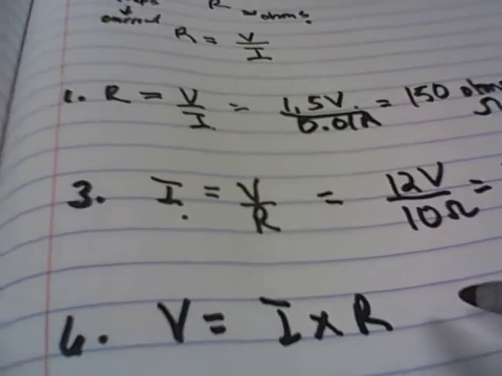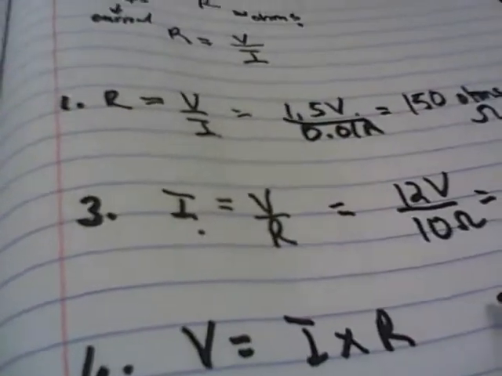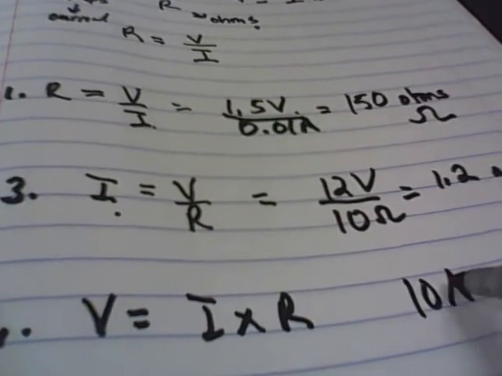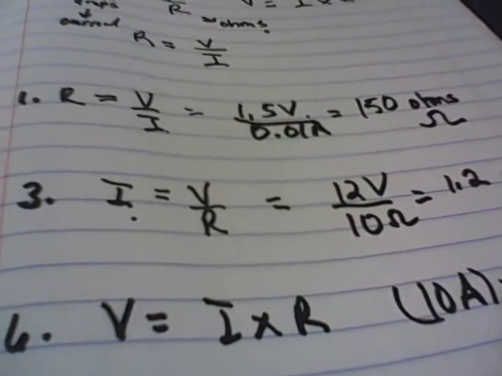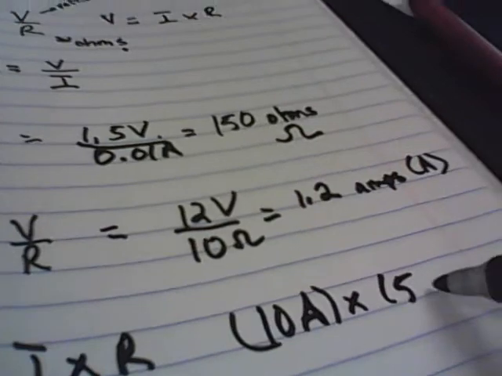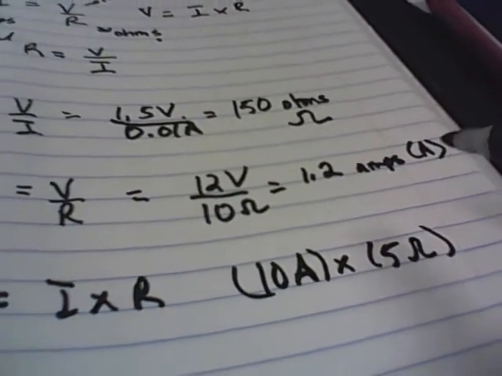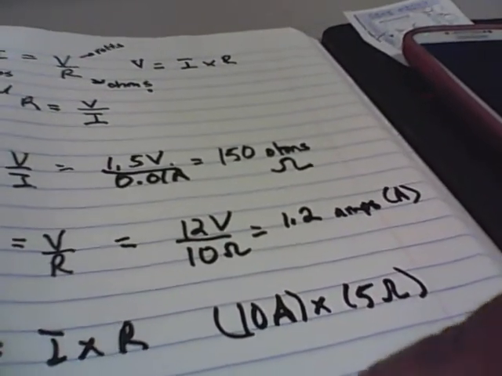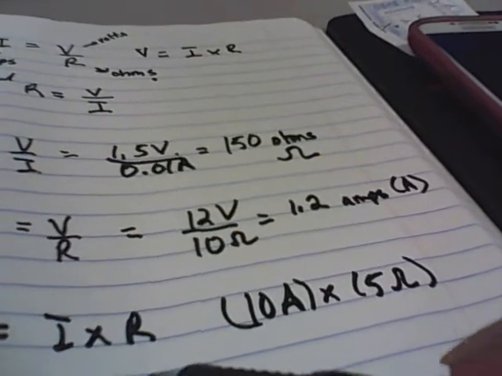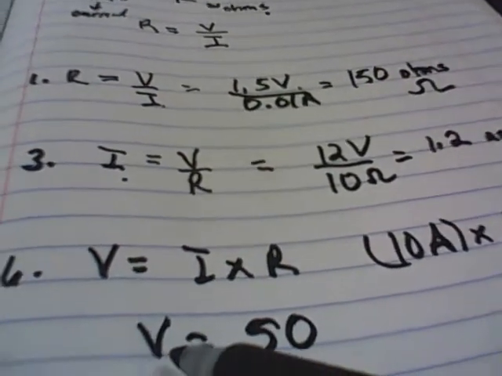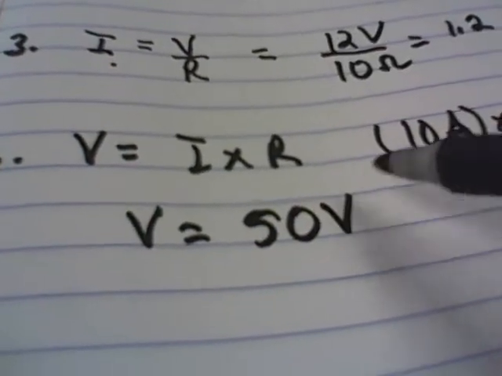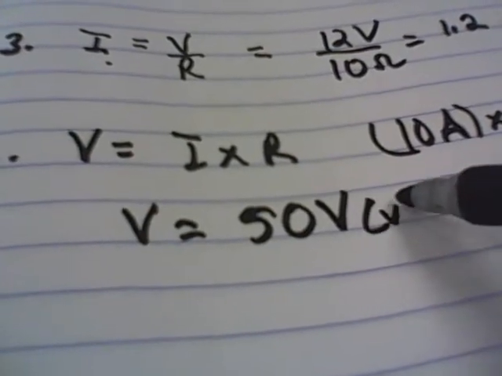All right, and so we go back and we look and see what was our amps for I. Had current of 10 amps. So we go 10 amps times the resistance, which was 5 ohms. And without me using a calculator, I can tell you that 10 times 5 is 50. And because I'm looking for voltage, I know that the units are V, or volts.